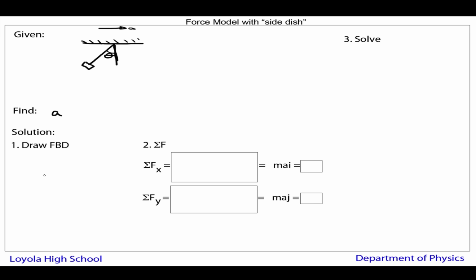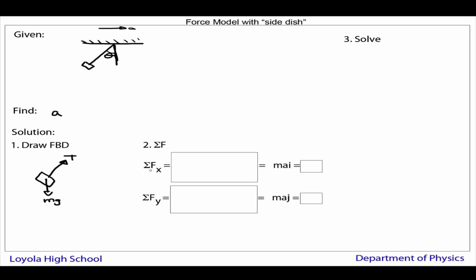The first thing to do, again, is to draw the free body diagram. I'm going to draw the die on the rear view mirror, and we have mg pointing down as it always does, and a tension T at an angle to the vertical. That's our free body diagram. There's nothing else acting on it.